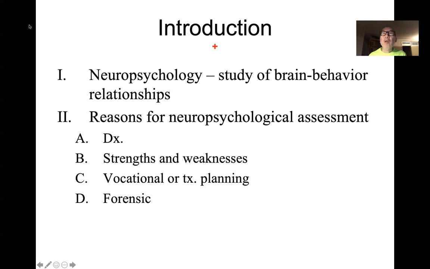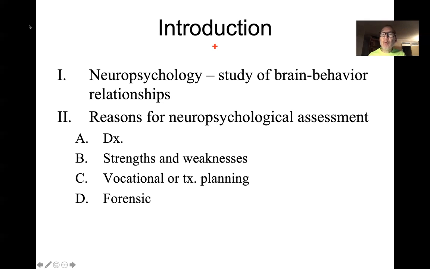Another reason neuropsych assessment may be done is that even if you know someone's diagnosis, it may still be helpful for a physician or a therapist to understand the patient's cognitive strengths and weaknesses. Even though one may know the diagnosis, people within a particular diagnostic category can really vary a lot in terms of their strengths and weaknesses in cognitive functioning. That's where neuropsych assessment can give you very specific data on what those strengths and weaknesses may be.